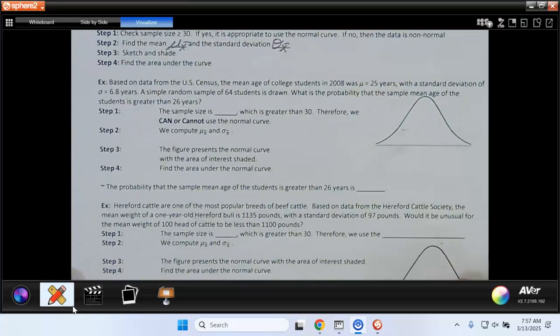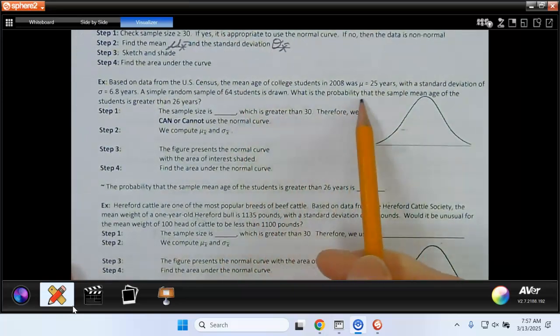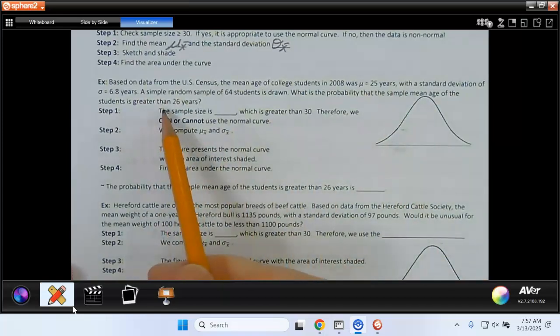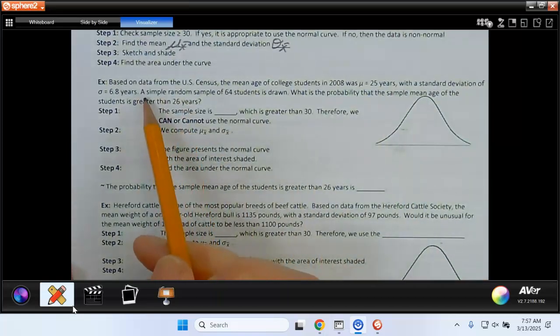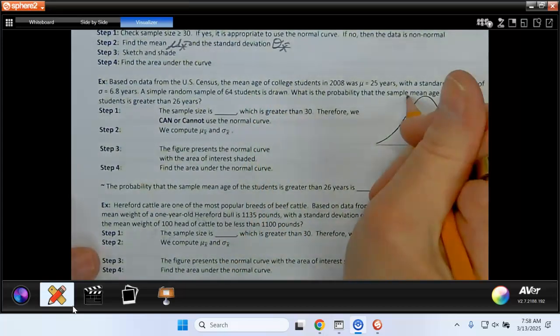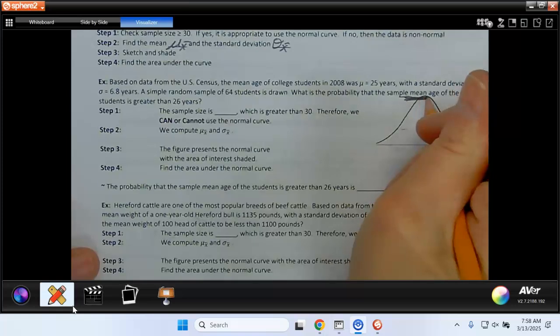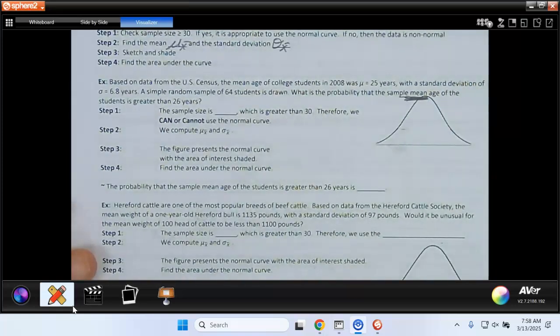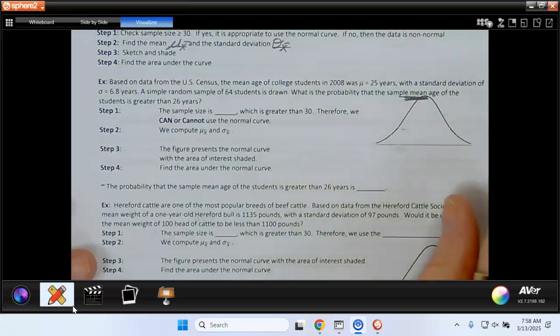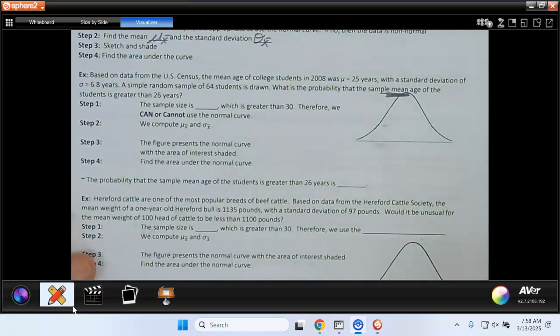That's where you have to be really careful that you're noticing what's actually being asked. The probability that the sample mean age was greater than 26. A simple random sample of 64 students. What is the probability that the mean age...? It's not saying what's the probability that the age of one individual student was greater than 26. It's saying that the average age was greater than 26. Does that make sense? So you have to differentiate between the two.